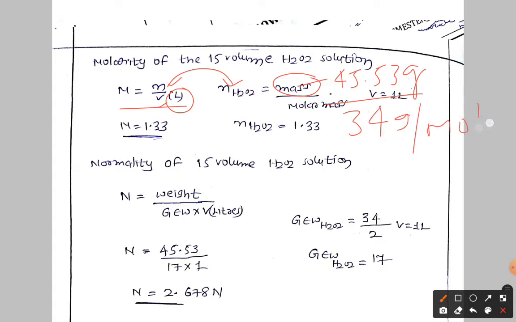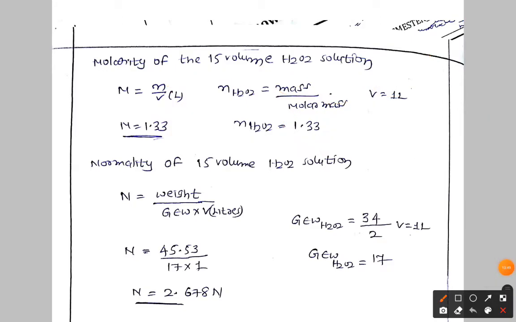The molar mass of hydrogen peroxide is 34 grams per mole. If you go for the simplification, what happened? Grams get cancelled, so you are left with the number of moles, that is 1.33. Now volume: we are taking 1 liter of hydrogen peroxide. Now if you substitute, n is 1.33 and volume is 1 liter. So the molarity is 1.33.